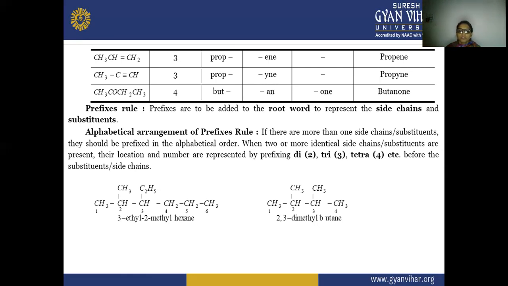Next is the prefixes rule. In the prefixes rule, the prefixes are to be added to the root word to represent the side chains and the substituents. Means that the prefixes added at the start of the root word represent the side chains. If any side chain is present in the longest carbon chain, or any substituent is attached to the chain, then it is represented by the prefix.